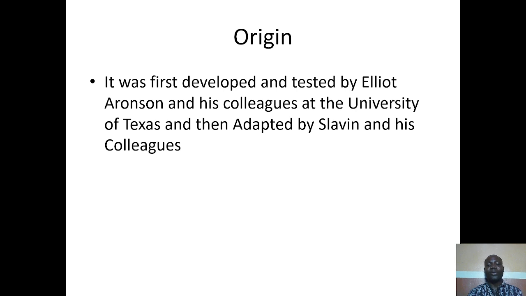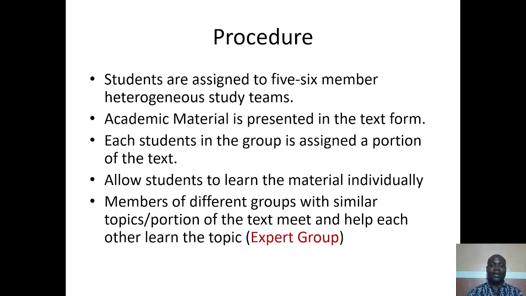This jigsaw was first developed and tested by Elliot Aronson and his colleague at the University of Texas. And then a scholar and his colleague called Slavin, they adapted it. So I want to start with the procedure.